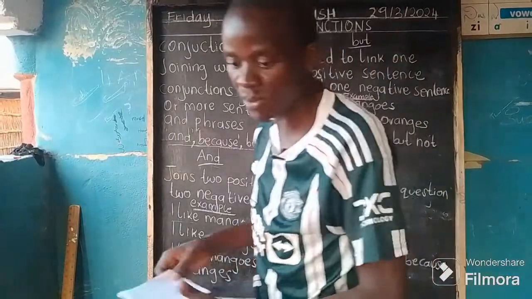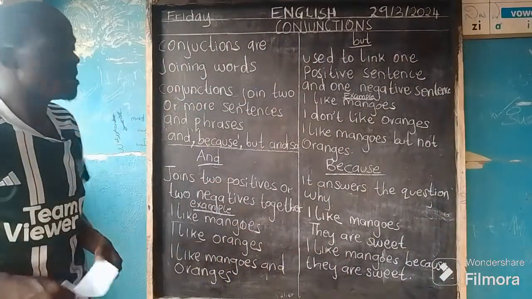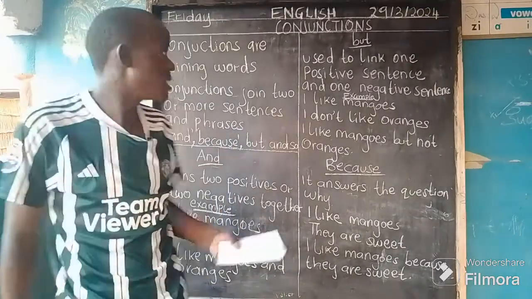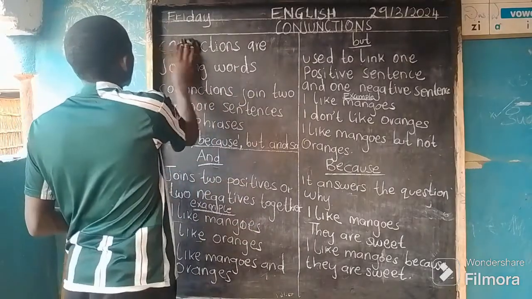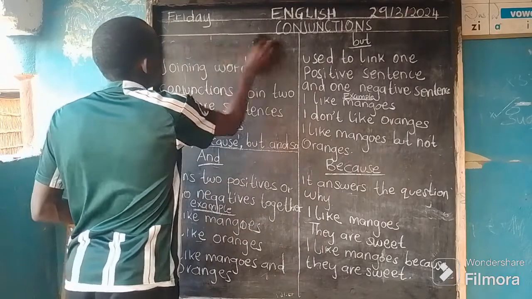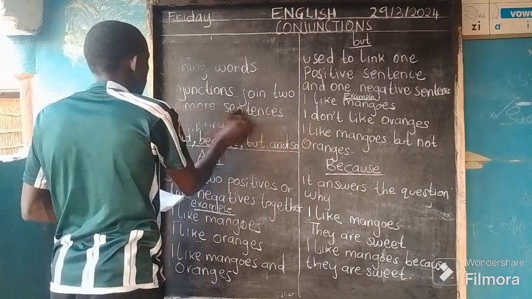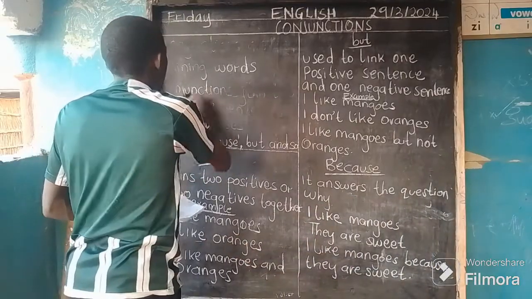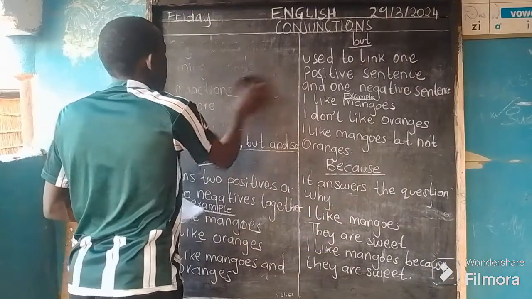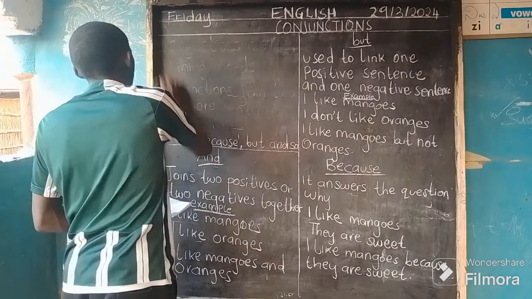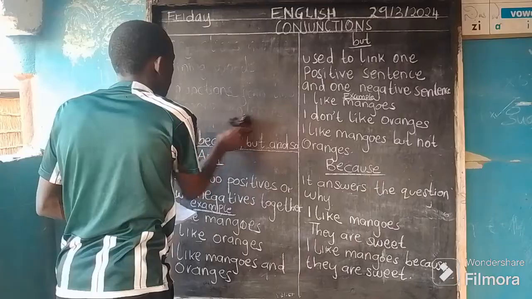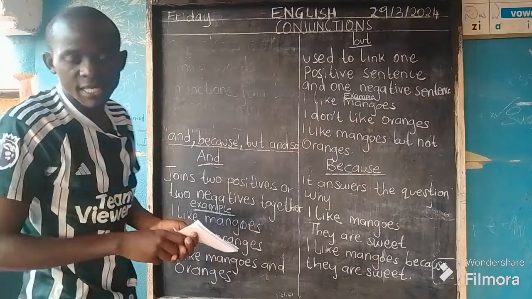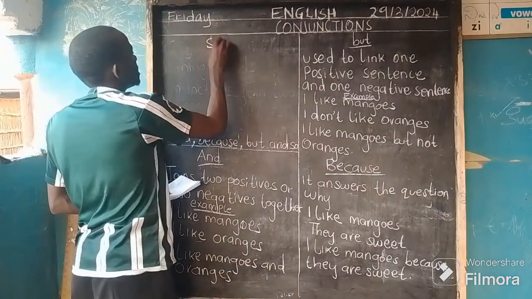So I hope everybody has written up to there because I want to look at the last type of conjunction, which is so. The last type of conjunction we are looking at today is called so. So let me rub here. I think everybody's done. So the last type of conjunction is so. Let's write so.